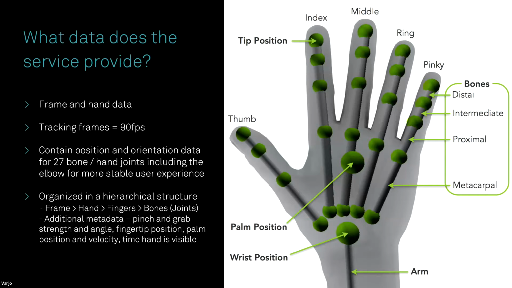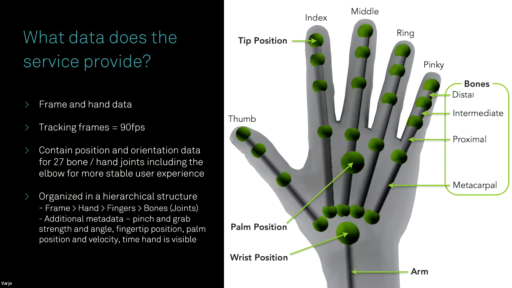As I said, that's super great for stable experiences. The data itself is organized in an anatomically sensible configuration. You have frames, hands within those frames, and within a hand data structure you find finger data structures, within those bones, and so on. So you get joints. There's also some additional metadata which is really useful for people, like metadata for pinch and grab strength, fingertip position, palm position, and velocity. You might also want to know how long the hand has been visible in the scene. Lots of data available for hand tracking.